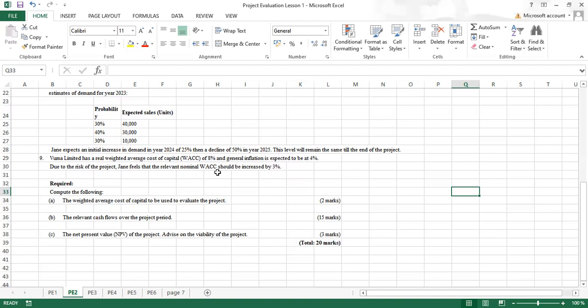And there's always a bridge between the real and the nominal. So the bridge is the Fisher's model. The Fisher's model is very simple. I think I'll write it for you. Let me just write here: Real WACC, let me press, is equal to nominal minus inflation.